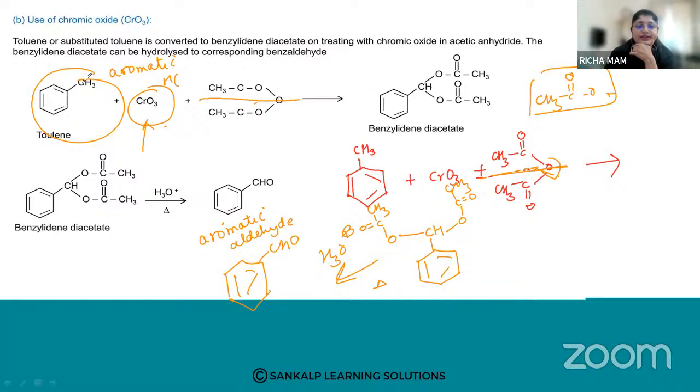Okay, so at this carbon, OCOCH3, OCOCH3. So these two diacetate groups are added at the active carbon site, and you get a benzylidene diacetate. And this benzylidene diacetate, if you heat it followed by hydrolysis, you will get an aldehyde. Okay, aromatic aldehyde. Is it clear? Yes. So this is another reaction where we are converting our aromatic hydrocarbons to aromatic aldehydes.